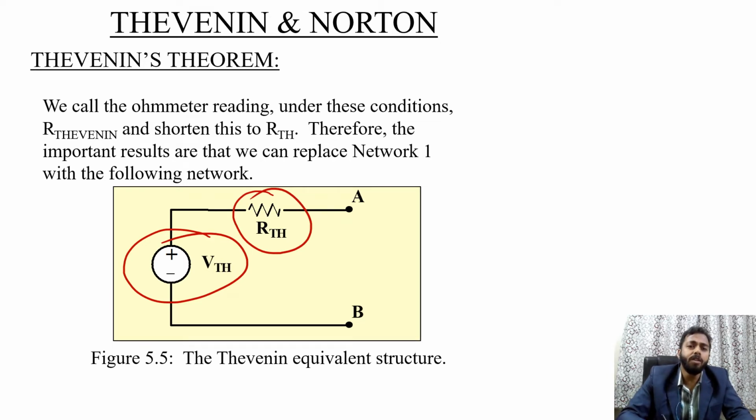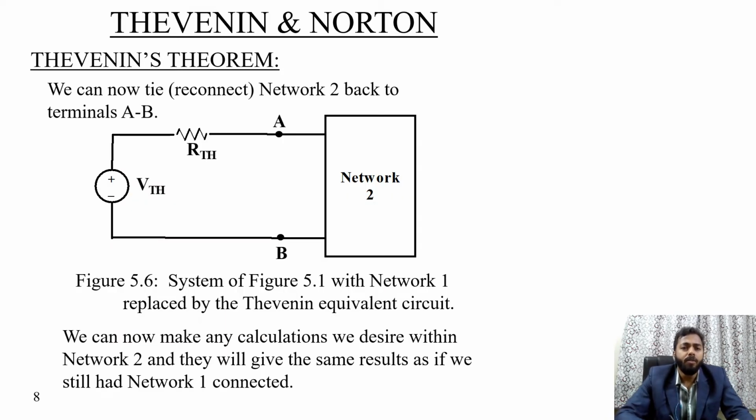We call the ohmmeter reading the Thevenin's resistance, and the Thevenin's voltage. You have to connect these two in series. Okay, so here we can now tie the network 2.